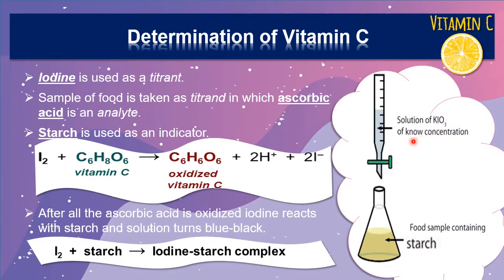So in the procedure, iodine is used as a titrant which is taken in the burette, and the food sample along with starch, which is used as an indicator, is taken in a flask in which ascorbic acid is the analyte. So iodine oxidizes the vitamin C, and when all the vitamin C or ascorbic acid is oxidized, iodine reacts with the starch and the solution turns blue-black, which is the endpoint.